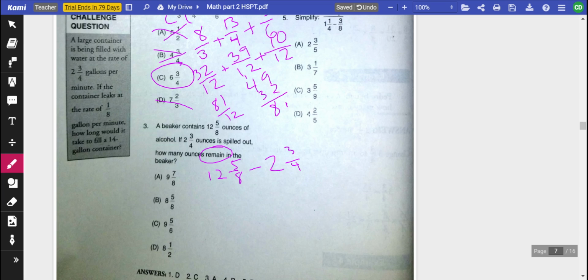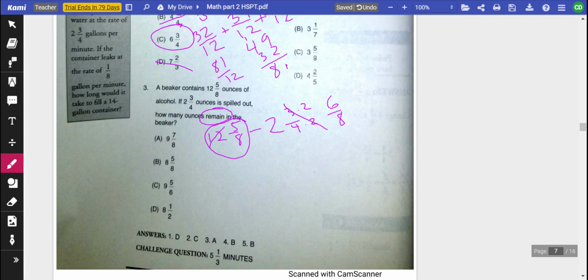How nice that we can change this into 8, right? So I can change this into, instead of it being 3/4, if I multiply this times 2 and this times 2, I get 6/8. So I'm going to end up simplifying by borrowing here. So I made this 6/8. I can't do 5/8 minus 6/8. So I'm going to borrow.